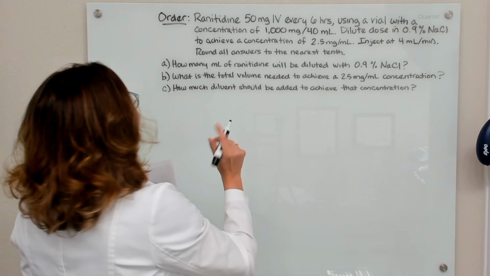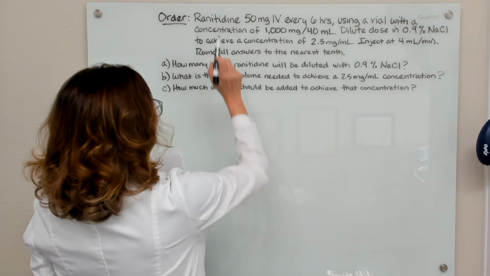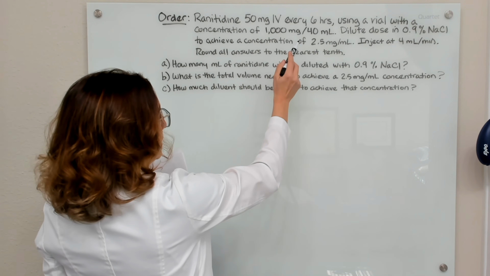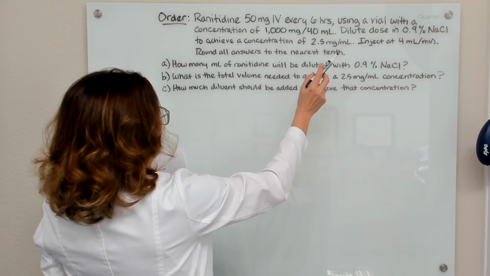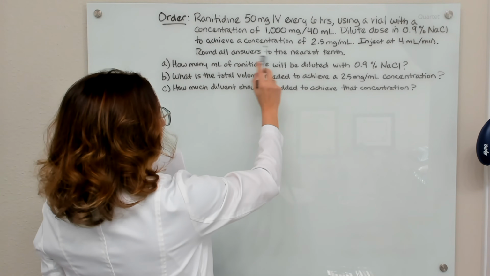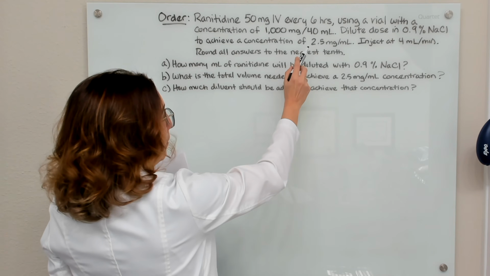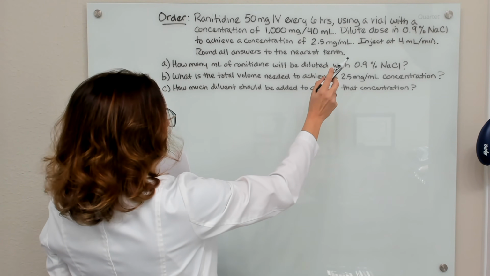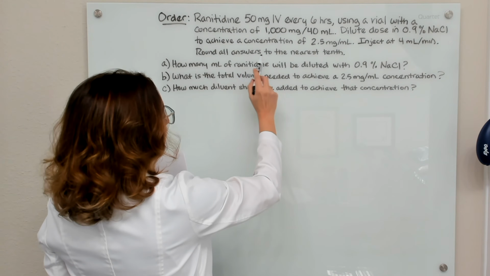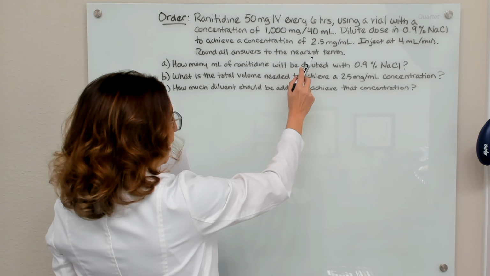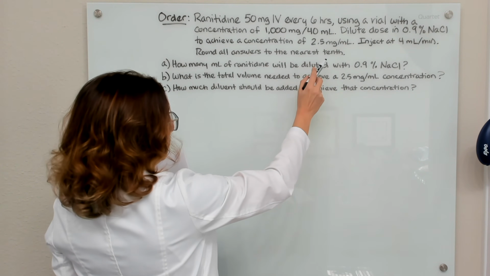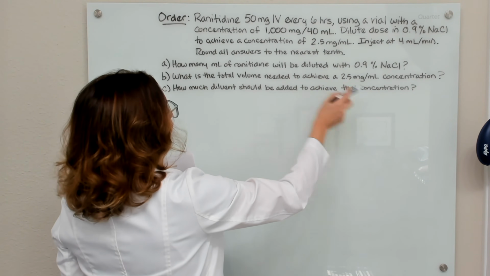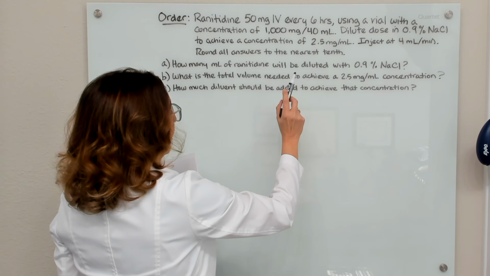So with this second example problem, we have an order for ranitidine 50 milligrams IV every 6 hours using a vial with a concentration of 1,000 milligrams per 40 ml. And then we need to dilute the dose in 0.9% NaCl to achieve a concentration of 2.5 milligrams per milliliter and inject it at 4 milliliters per minute. And we need to round all our answers to the nearest tenth.